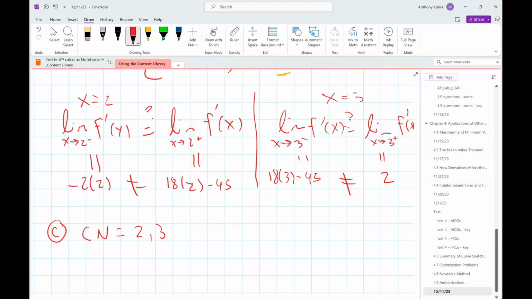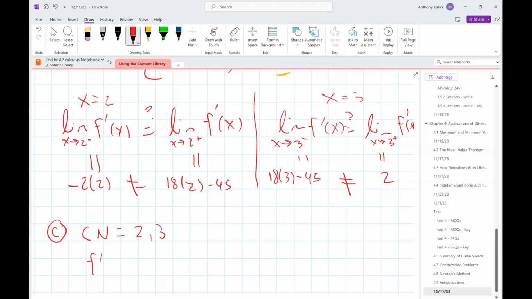Again, if I'm looking for a local min and max, the endpoints aren't going to be a local min and max. By our definition, they could be an absolute min and max, but I'd be checking those regardless of whether they're a critical number or not, if it's an absolute.